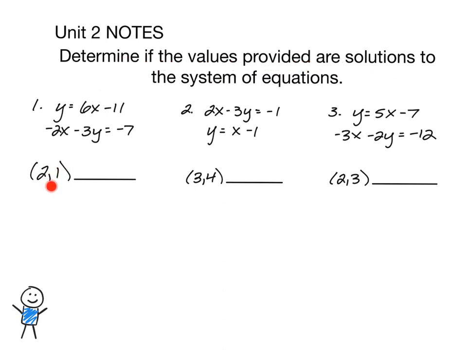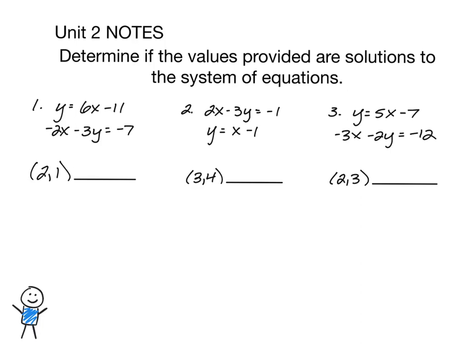A solution to a system has to make both of the equations true. So I should be able to plug in the x for x and the y for y into both of the equations, and they both make true statements. If one of them does not, then it is not a solution to the system.